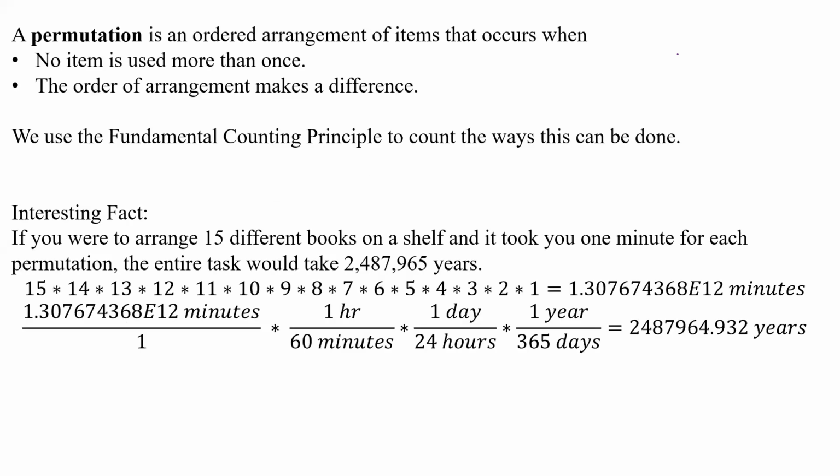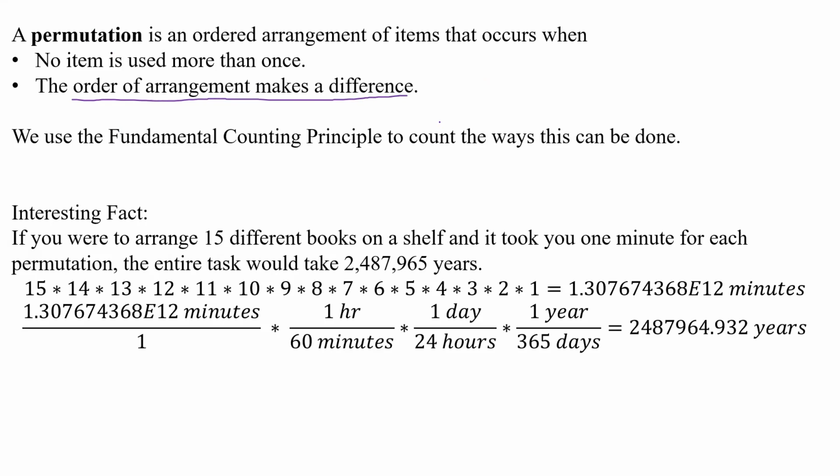First off, a permutation is an ordered arrangement of items that occurs when no item is used more than once, and the order of arrangement makes a difference. This is key, really, for the whole thing. Order of arrangement makes a difference. That tells you it's a permutation. Now, we use the fundamental counting principle to count the ways this can be done.